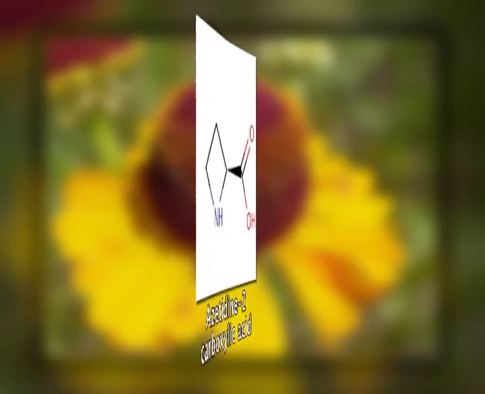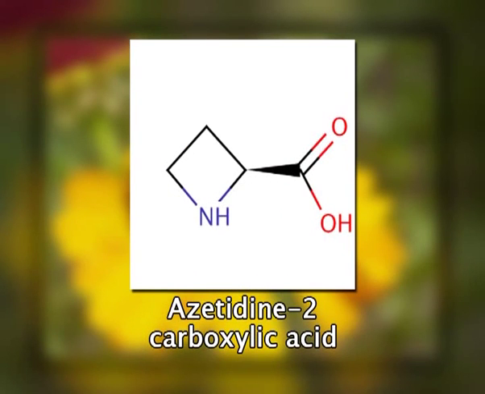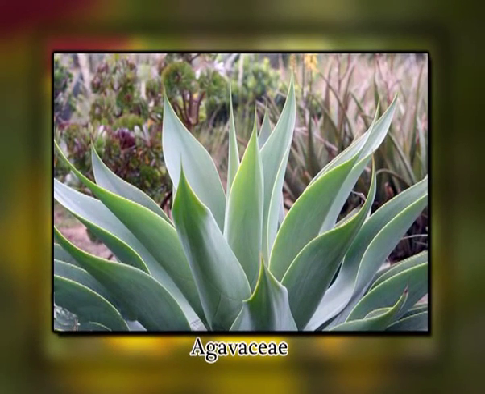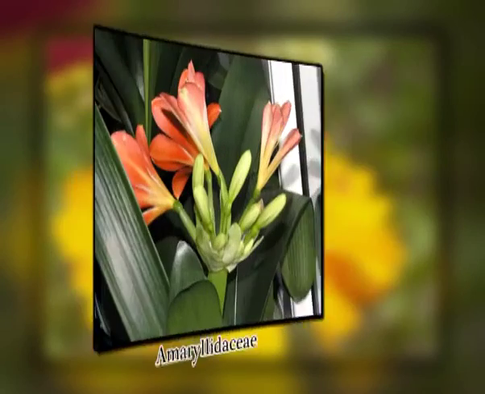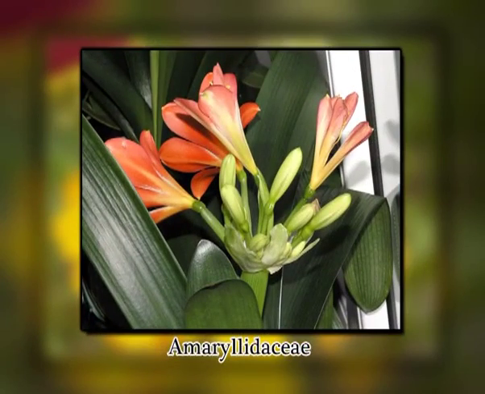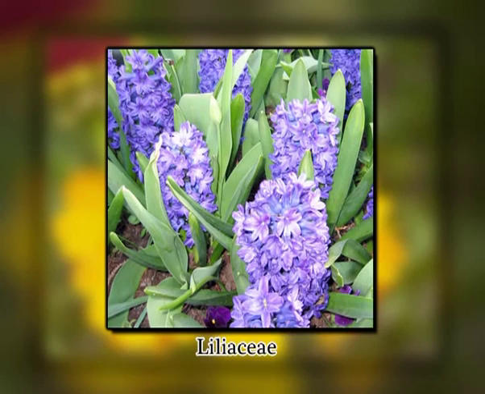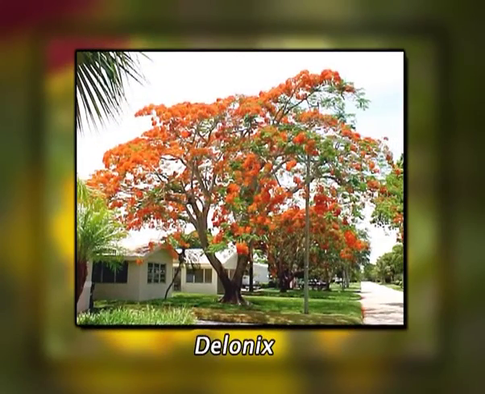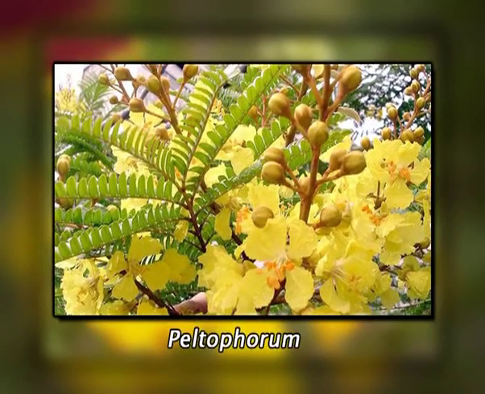Third, the amino acid azetidine 2-carboxylic acid is extremely restricted in its distribution, being present in the Agavaceae, Amaryllidaceae, and Liliaceae. The amino acid is also reported from the legumes Delonix and Peltophorum.